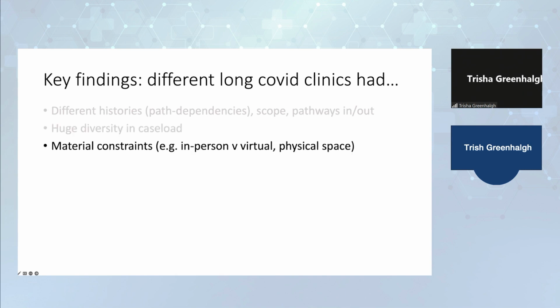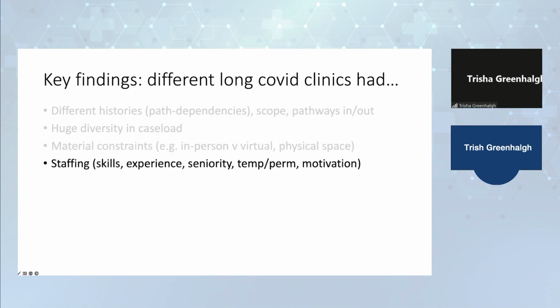There are a lot of material constraints. Actually, physically visiting these clinics makes you realize that very often what gets done is constrained, for example, by the number of consulting rooms there are, the size of the waiting room, whether or not the clinic happens in person. Some of these clinics are completely virtual. The amount of physical space, some of them are on the top floor of a tower block. Some of them are a bit more accessible.